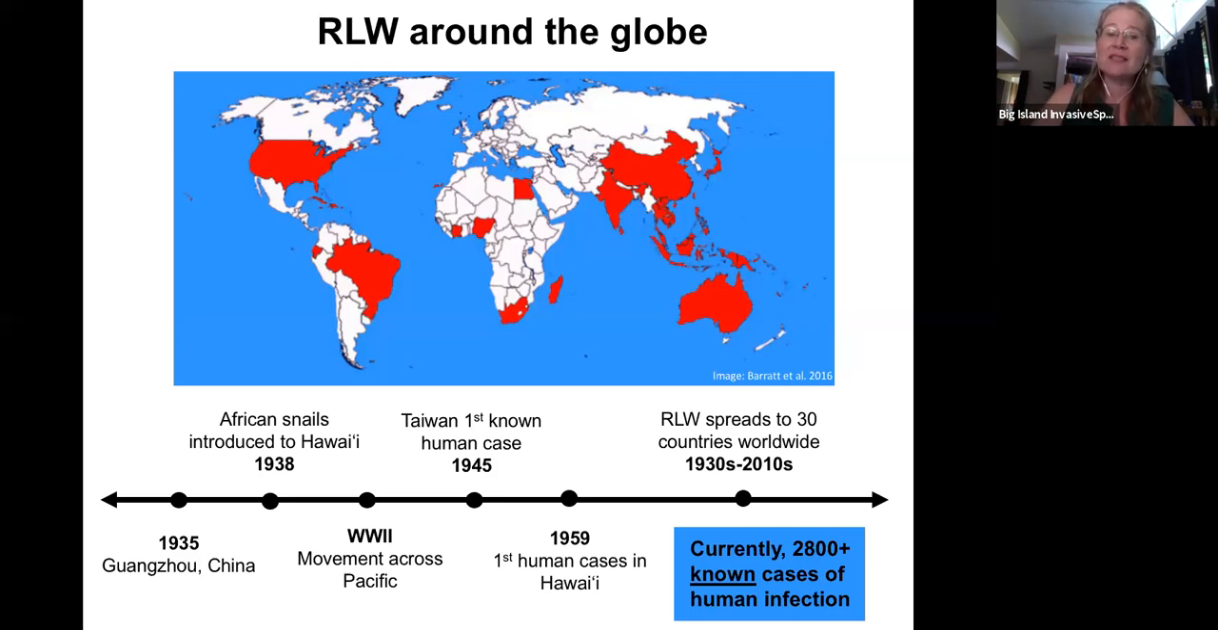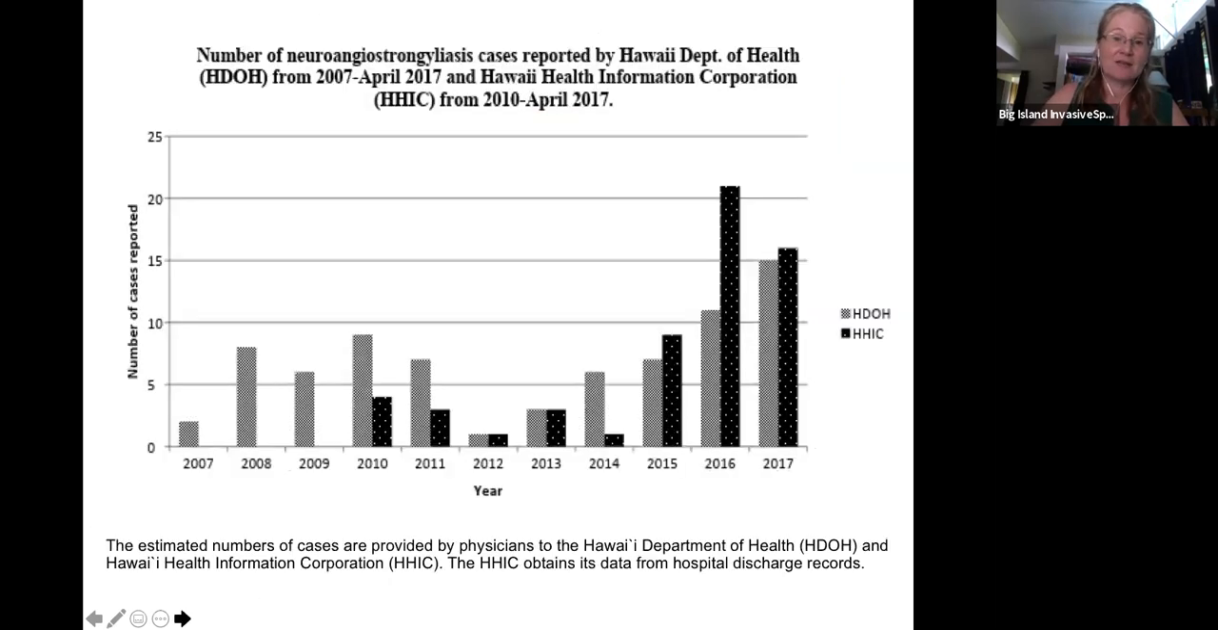But rat lungworm is a disease that's been spreading around the world. We know at least 30 countries it's present. That little box, 2,800 known cases of human infection, it's actually likely much higher than that because it's often misdiagnosed, and it's very difficult to get a good number of cases because of the complexity, and it's not always identified.